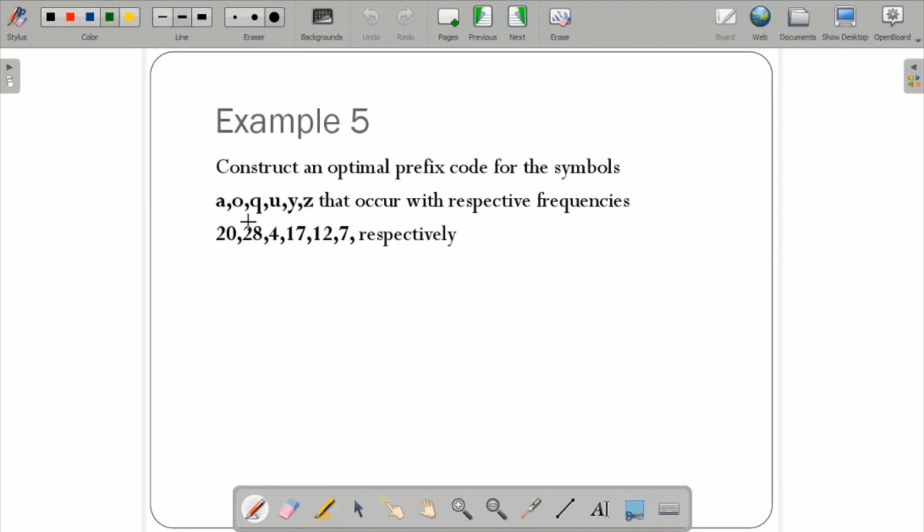Let me tell you the statements you are supposed to write here. First, construct an optimal prefix code for the symbols A, O, U, Q, Y, Z. Treating the given frequencies as the weights, you have to arrange them in non-decreasing order, that means increasing order, from smaller to bigger. So check this: A is 20, O is 28, Q is 4, U is 17, Y is 12, Z is 7. From there, write down the statement: treating the given frequencies as the weights of the leaves of the corresponding symbols, we first arrange those in non-decreasing order.